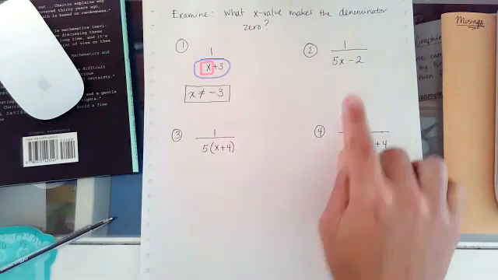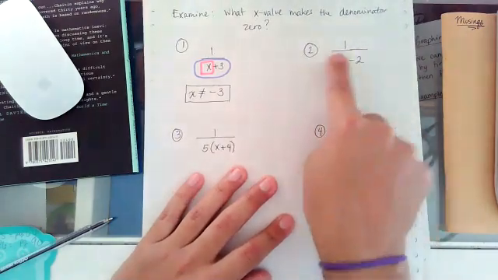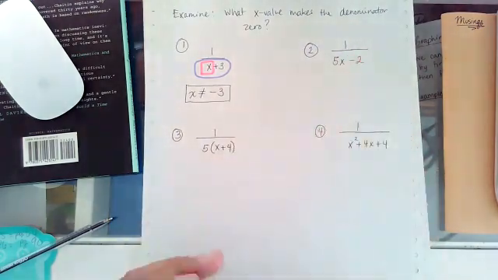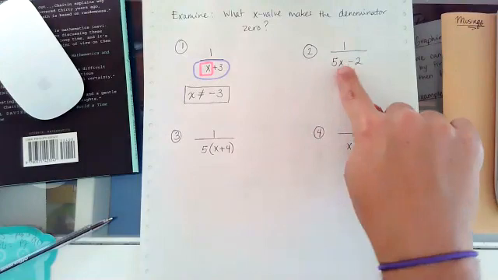So can anybody tell me, this one takes a little bit of work, but can anybody look at this one and tell me what the value of x cannot be? So in other words, what will make the denominator equal 0 if I plug it in for x?